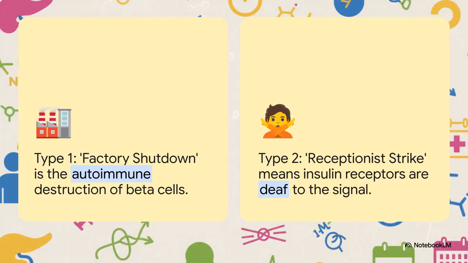So what's really going on here? You gotta understand the two main ways the system fails. In type 1, think of it like this. The insulin factory itself just shuts down. It's an autoimmune hit job, a total supply problem. But with type 2, the factory is chugging along. Sometimes it's even working overtime. The problem is the cell's receptionists are basically on strike. The receptors are just deaf to insulin's call. It's a reception problem. Two totally different failures.